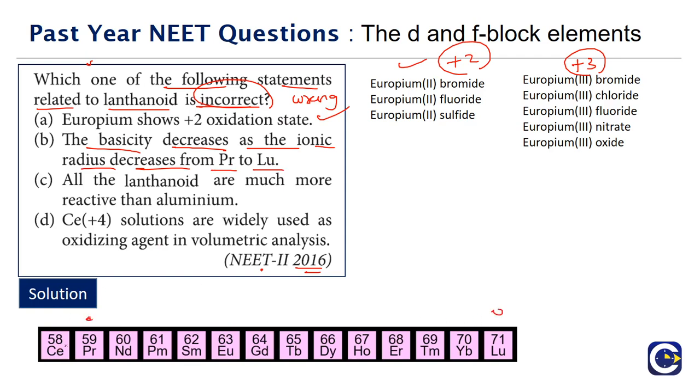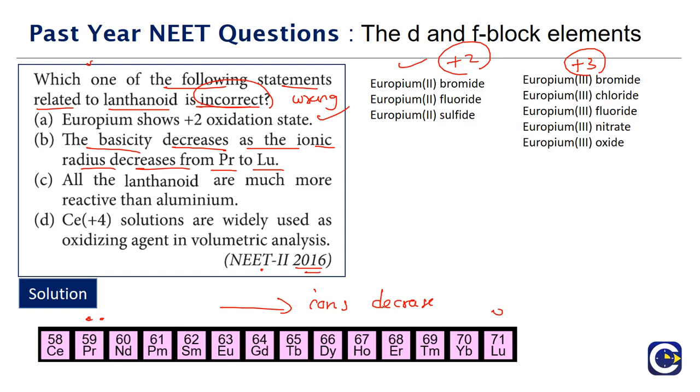So starting from cerium, then we have praseodymium, then all the way up to lutetium. So what are we saying? In the lanthanoids we have contraction. The size of the atoms as well as the size of the ions will decrease. So as the size is decreasing, what we'll observe is, because basic characteristic means what? When the metal cations are large in size, they will be more basic in nature. That is general trend in terms of the basic property.